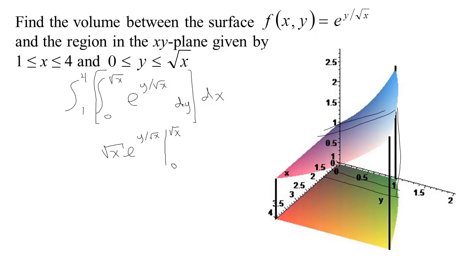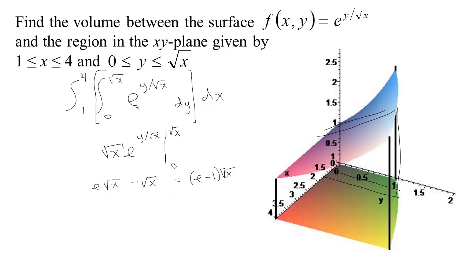Now notice the integral is with respect to y, so the variable that I'm replacing is the y variable here. So if I replace the y with root x, I get root x over root x, that's e to the 1 times root x, so I get e times root x, minus, if I plug in 0, e to the 0 over root x is e to the 0, and e to the 0 is 1, so I get minus root x. Or if you like, you could factor out the root x. This is e minus 1 times the square root of x.